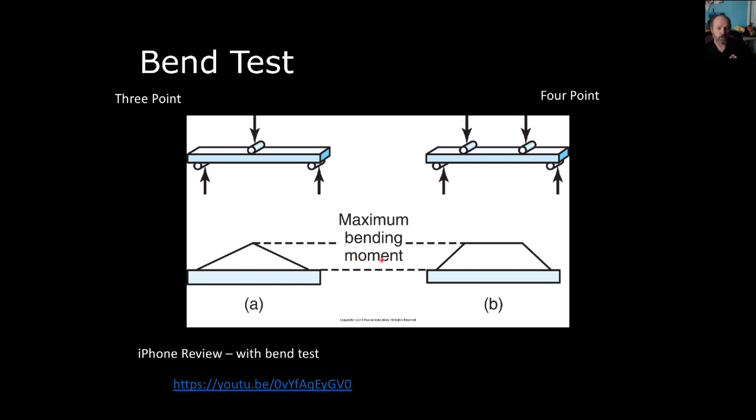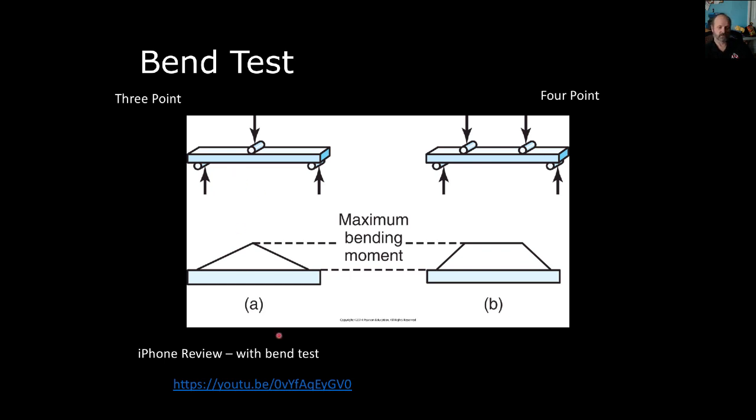And the bending moment, that means where the forces are. You can see it increases, and then it's constant, and then the moment is in the opposite direction. So it's bending in two different directions. That's what the bending moment is.